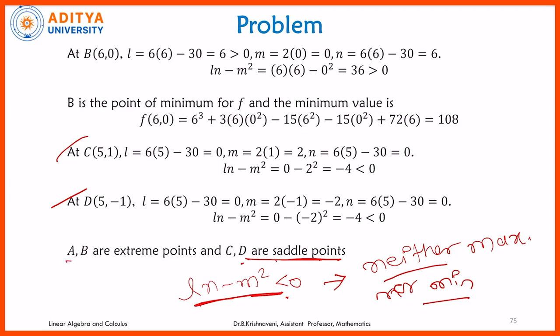For the remaining 2 points, that is A and B, at A we are getting a maximum value, at B we are getting a minimum value for the function, hence we call those points extreme points. Extreme points are nothing but the points at which the function has maximum or minimum values.